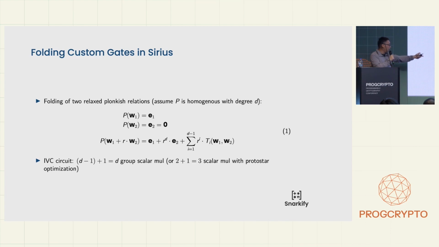And the one here is actually from the commitment of the witness. When you do folding of the witness, you have to calculate a scalar multiplication again.